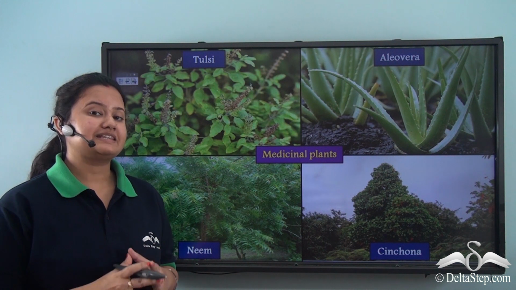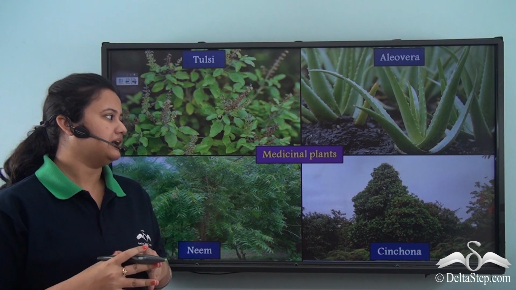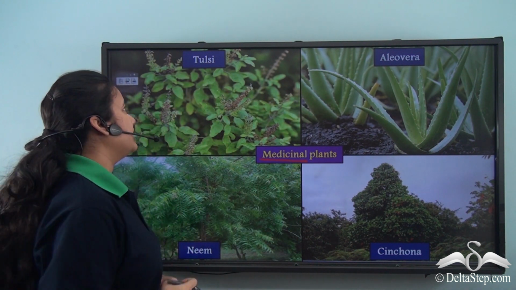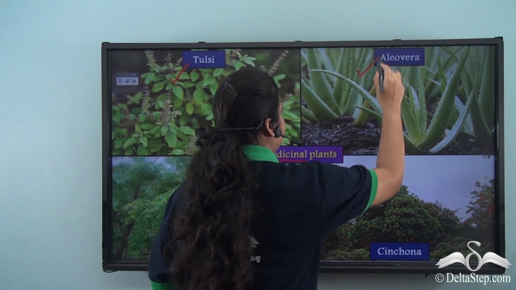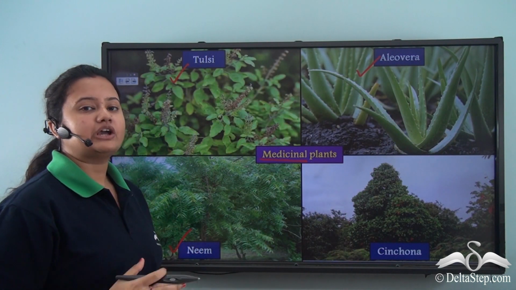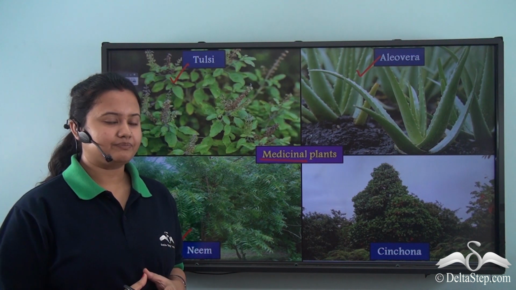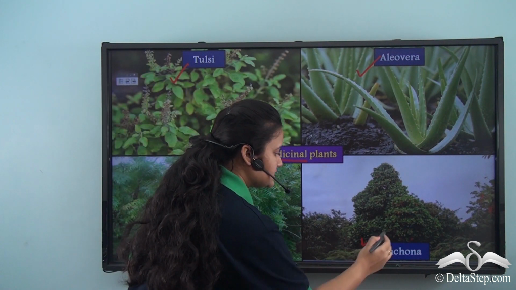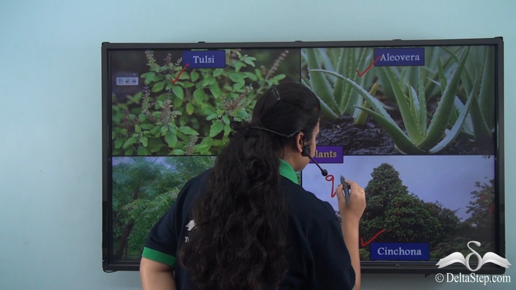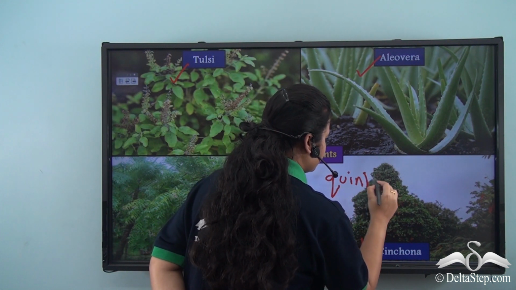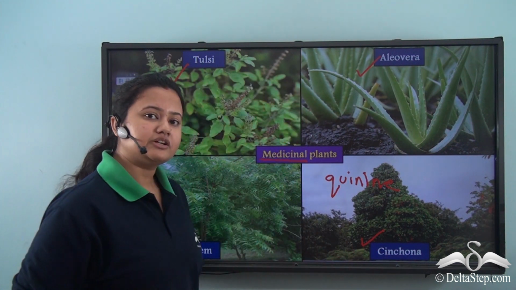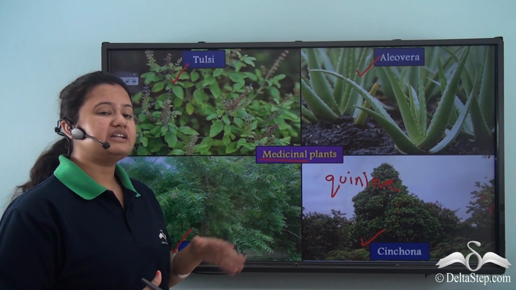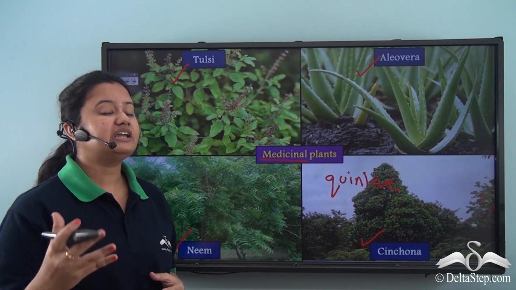Well, there are some plants that have medicinal value and those plants are called medicinal plants. Some examples of medicinal plants are tulsi, aloe vera, neem, fenugreek or methi, turmeric or haldi. Now, apart from them, the bark of cinchona tree is used to prepare quinine, which is a medicine used in the treatment of malaria. So because of medicinal and healing properties, these medicinal plants are used in Ayurvedic treatment.